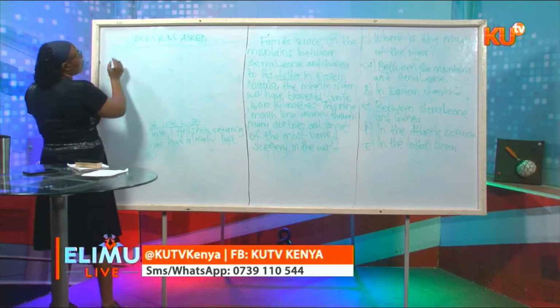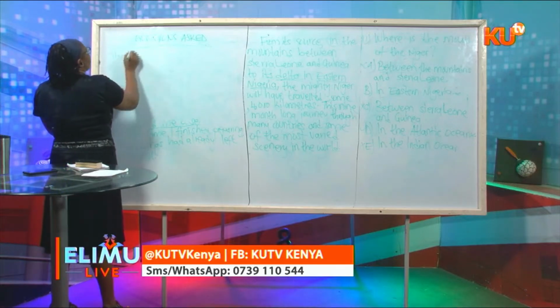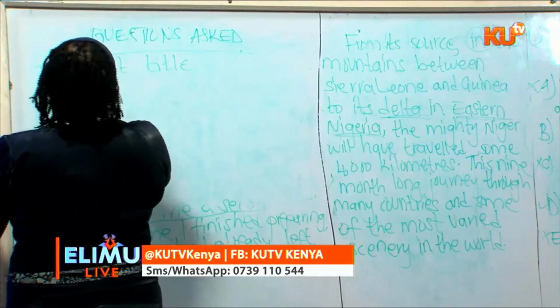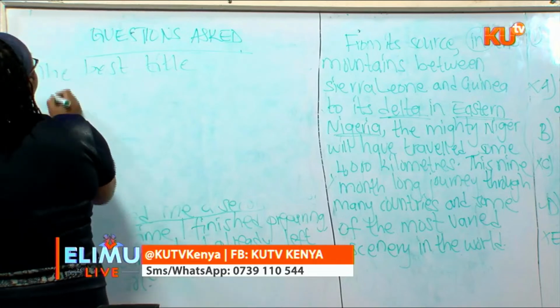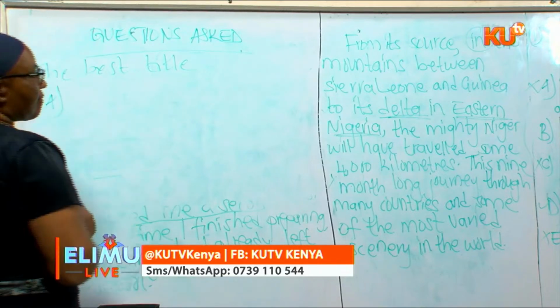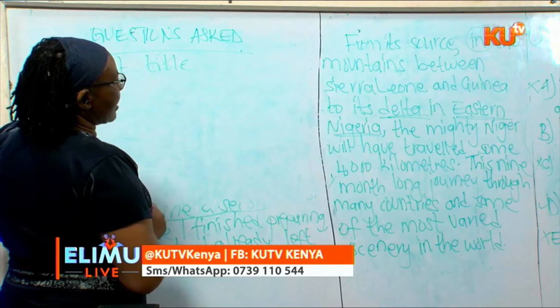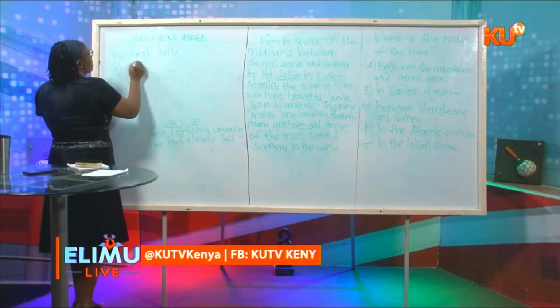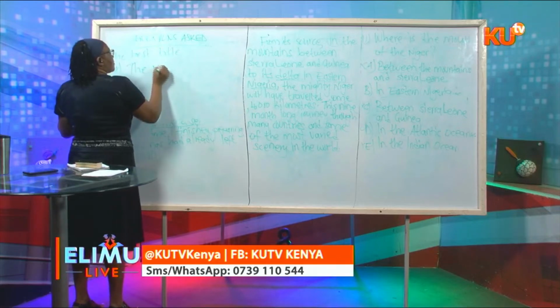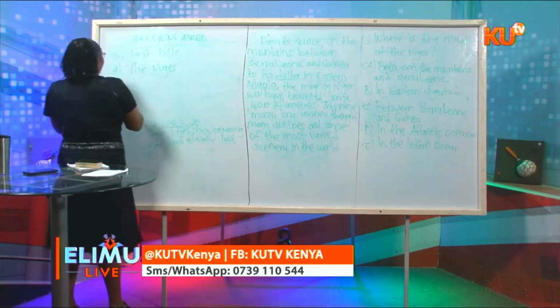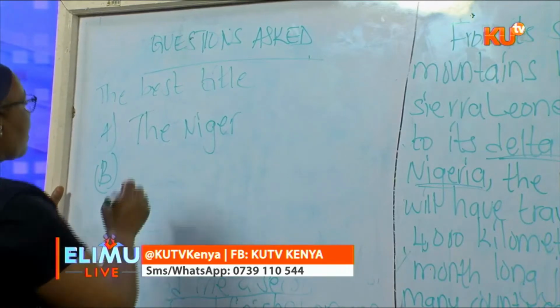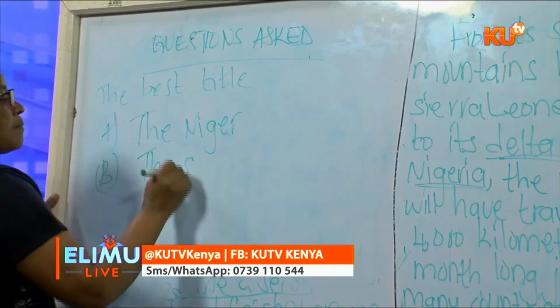so the best title for this passage, I'm just writing the choices because we are running against time. So the first choice can be the Niger. Alternative B can be the source of the Niger.